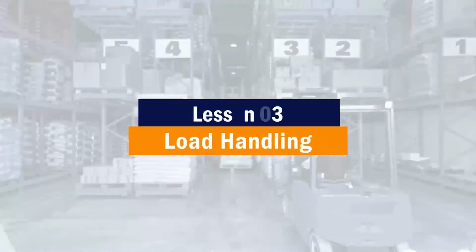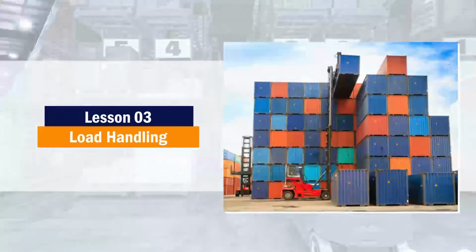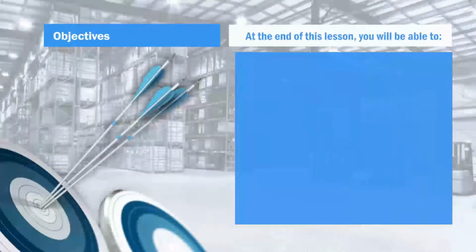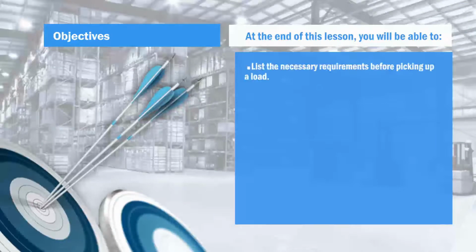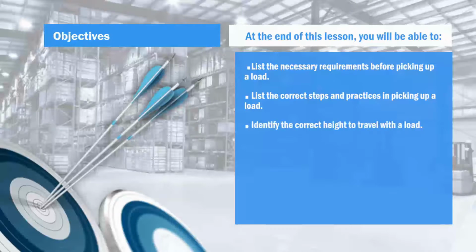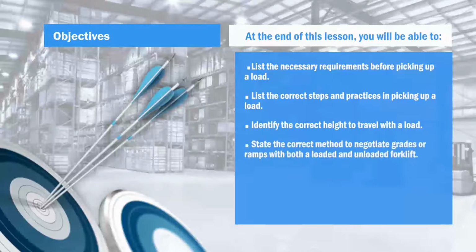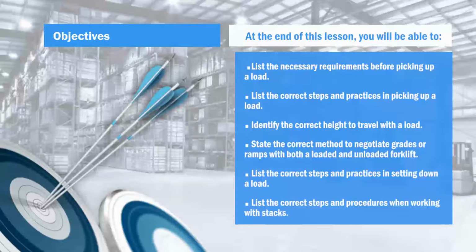Lesson 3. Load handling. At the end of this lesson, you will be able to list the necessary requirements before picking up a load. List the correct steps and practices in picking up a load. Identify the correct height to travel with a load. State the correct method to negotiate grades or ramps with both a loaded and unloaded forklift. List the correct steps and practices in setting down a load. List the correct steps and procedures when working with stacks.